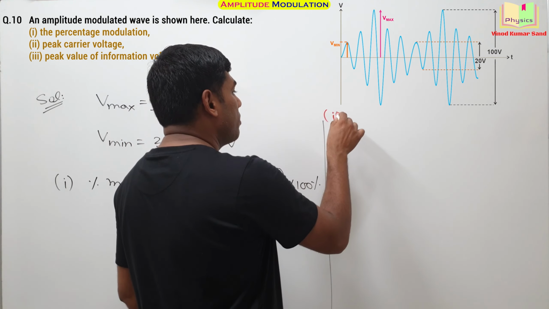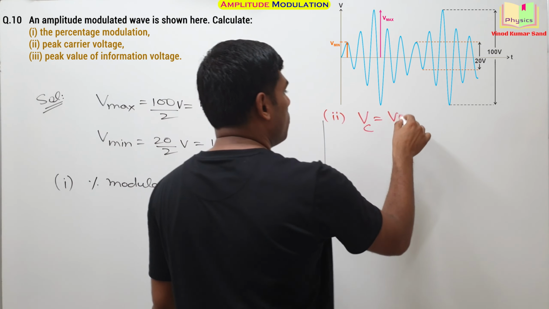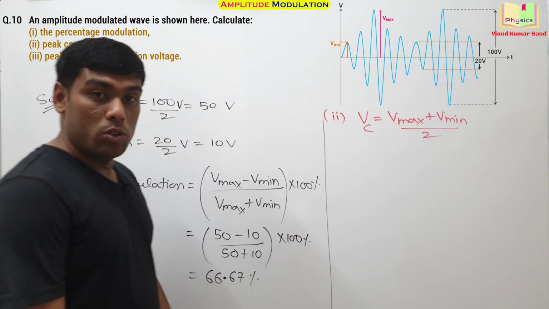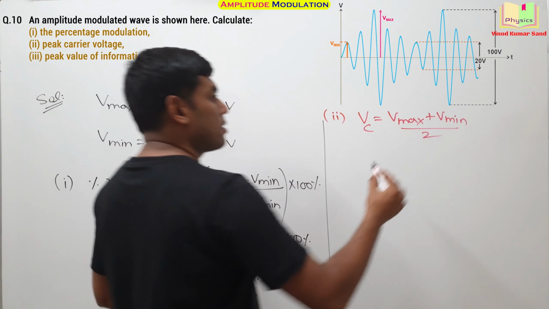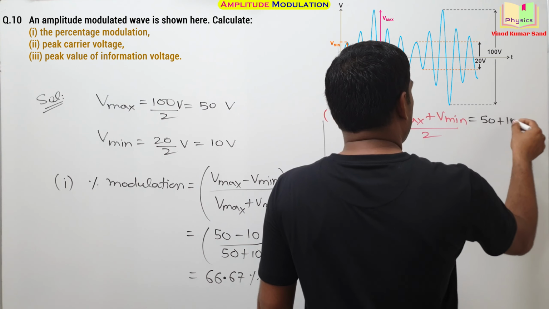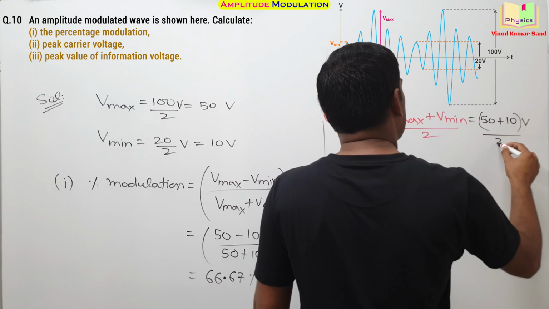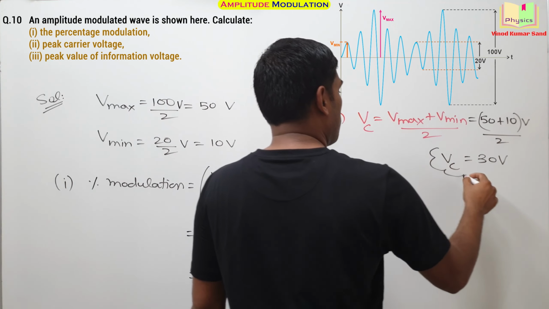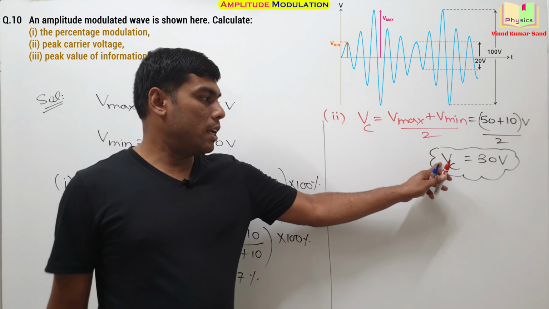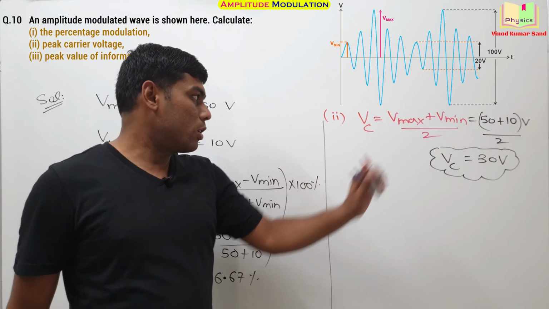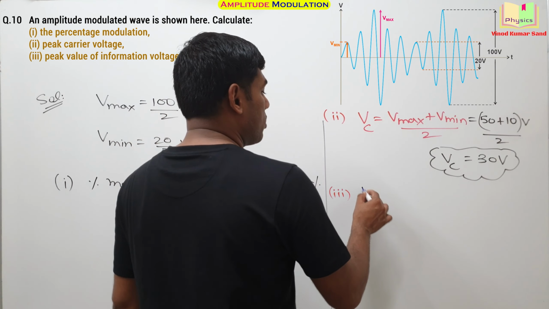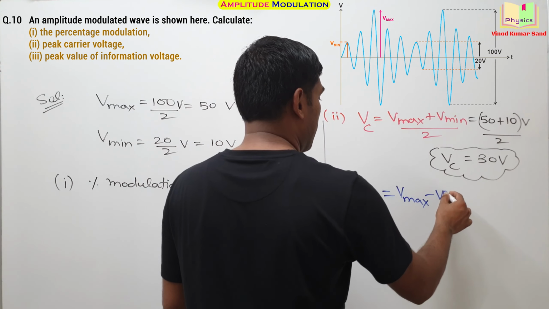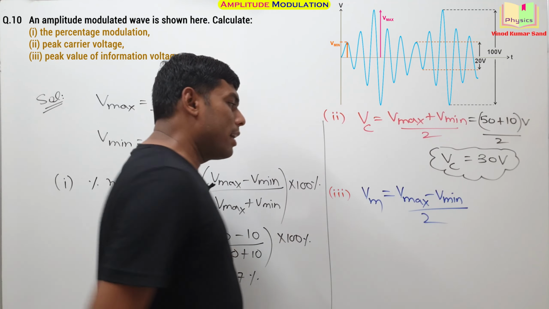For the second part, we know the formula. Vc is equal to Vmax plus Vminimum divided by 2. So I am putting up the values. Vmax is 50, Vminimum is 10, and this divided by 2 gives us 30 volt. Okay. This is the peak value of the carrier signal, peak voltage. Then we need the peak voltage of the message signal. Vm will be equal to Vmax minus Vminimum divided by 2.